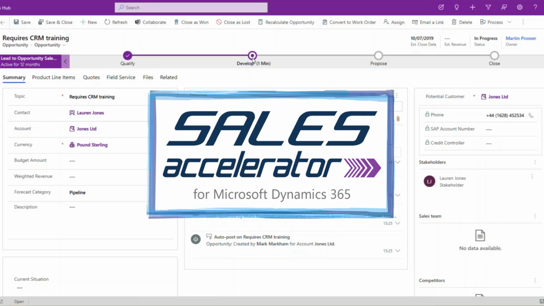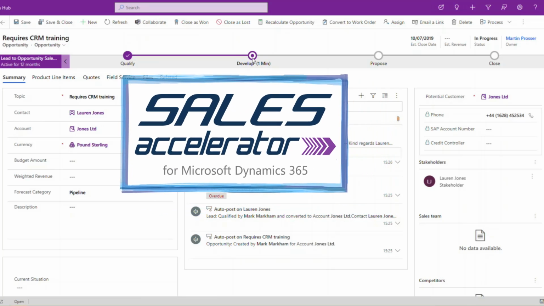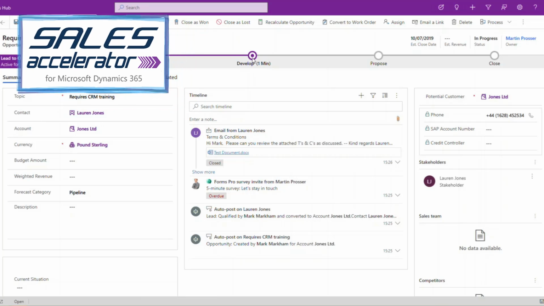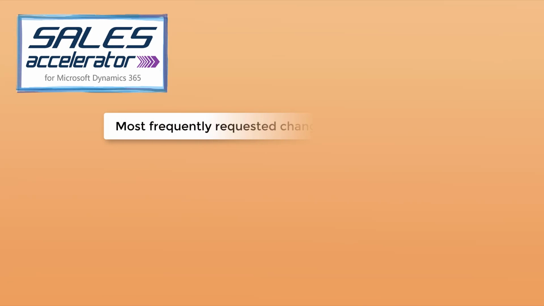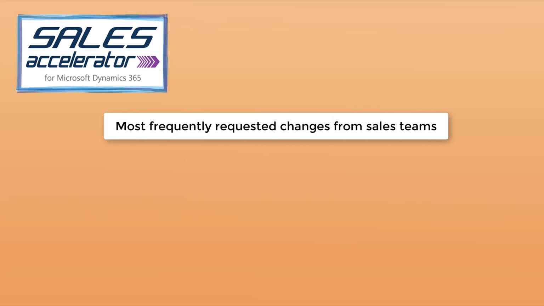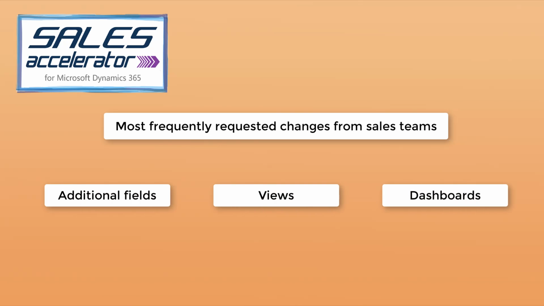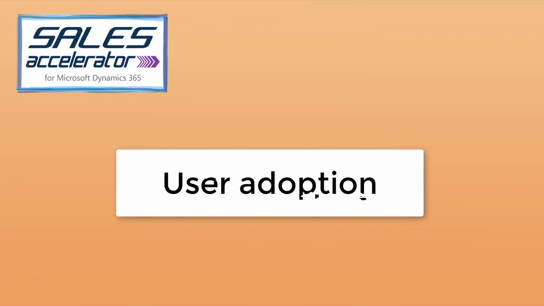Preact Sales Accelerator. This is our base build of Dynamics 365 for Sales. It's preloaded with the most frequently requested changes from sales teams, and it enables your organization to complete a rapid rollout of Dynamics. As well as including additional fields, views, and dashboards, we've removed a series of default displays which are rarely used by sales teams to declutter the interface and improve user adoption.